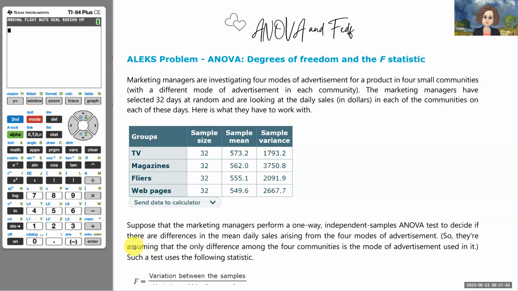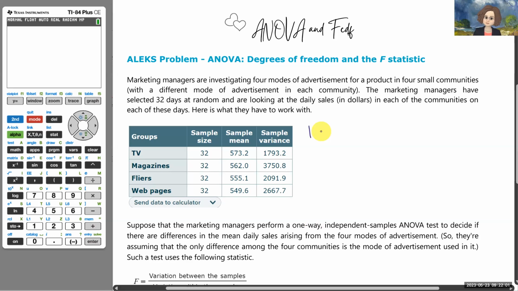So they're assuming that the only difference among these 4 communities is the mode of advertisement used in it. So they're considering one factor, and that's why it's called a one-way ANOVA. So the type of advertising. So let me go ahead and start by writing the hypotheses.